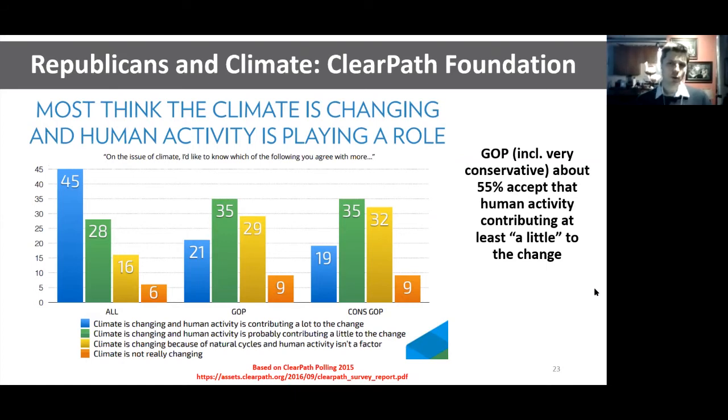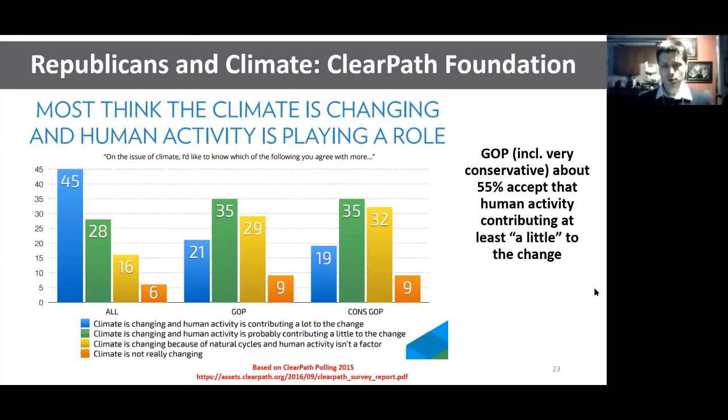This first graph, this slide and the next slide, are from ClearPath, and they've done a lot of really good work trying to understand where the current party is. And so they've done a lot of polling. On this graph, they have three groups of bars. On the left is all, this is all across the society. In the middle is polling of GOP members, and on the right are conservative GOP. And the bars represent from the blue, which is climate's changing and human activity is contributing a lot to the change, all the way down to the orange, which basically is climate is not even changing.